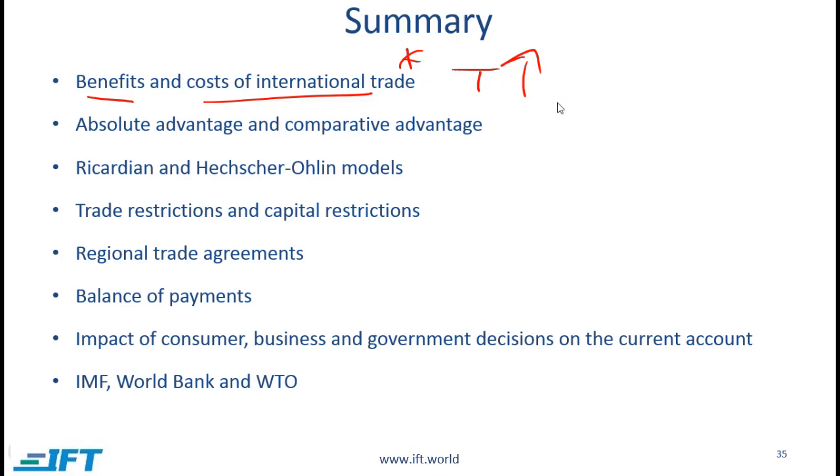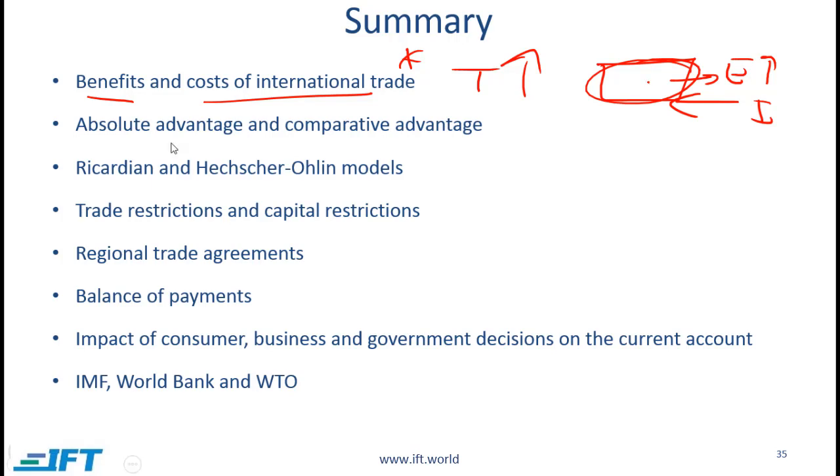The benefit to a given country can either be in the form of exporting goods at a higher price relative to the price that would be received by selling internally, and or importing goods at a lower price relative to the price of producing internally.